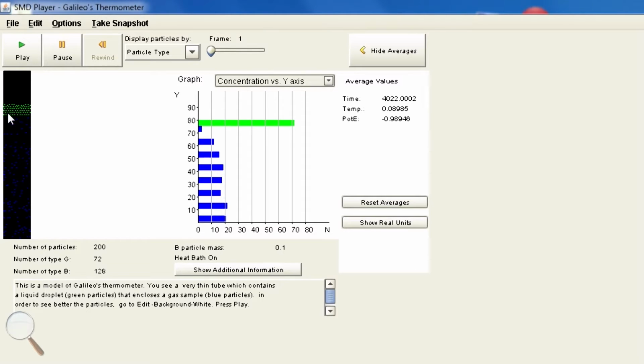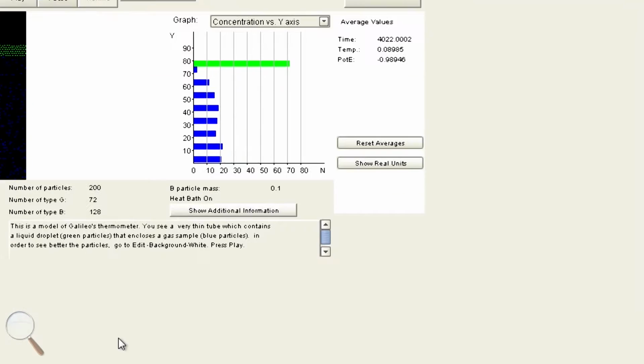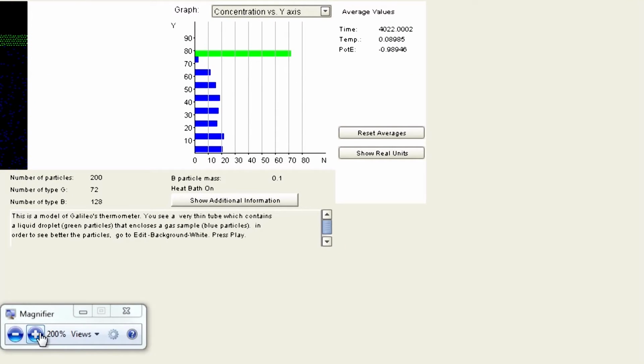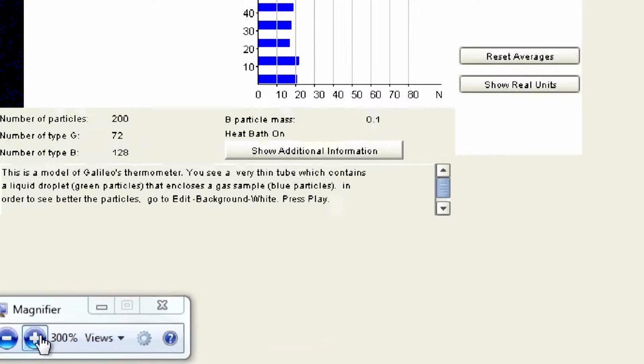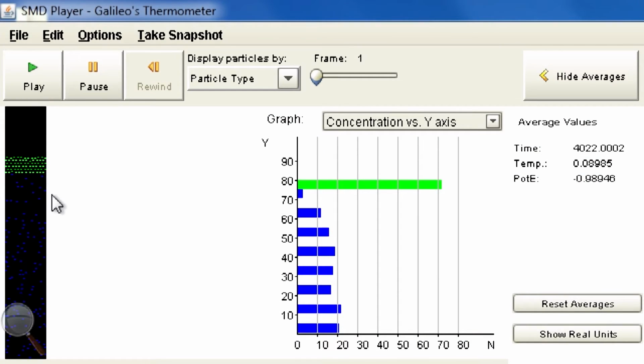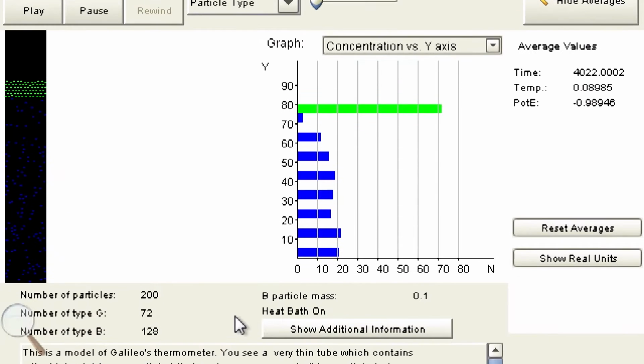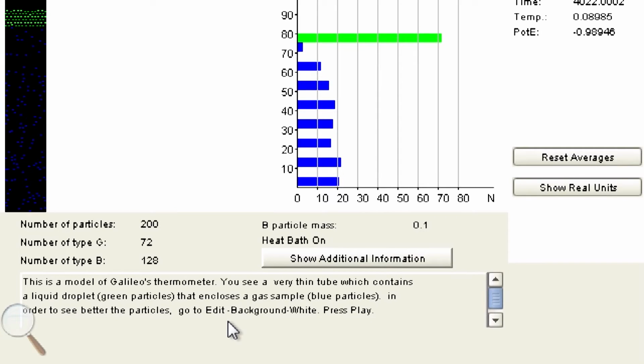So, the green dots are essentially showing a liquid droplet enclosed in a gas sample, which is the blue particles, and you can probably not see them clearly because they are very small, but let me see if I can get better magnification for you. And so now you can possibly see the blue particles which are holding this top level, the green particles of the droplet. This droplet is going to move up and down based on the temperature.